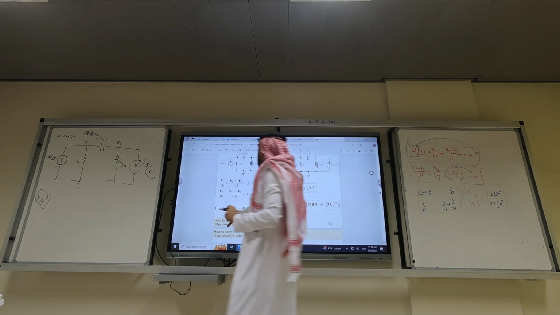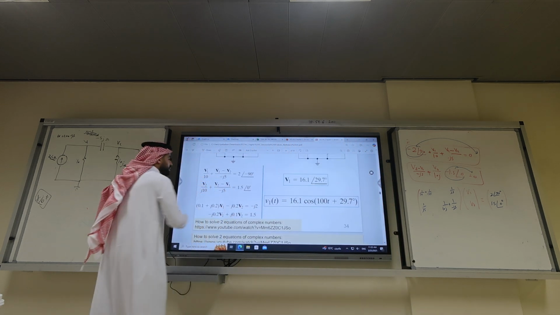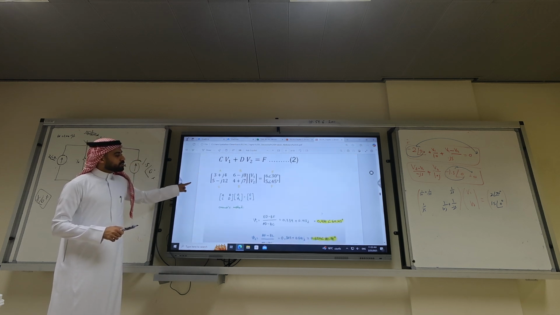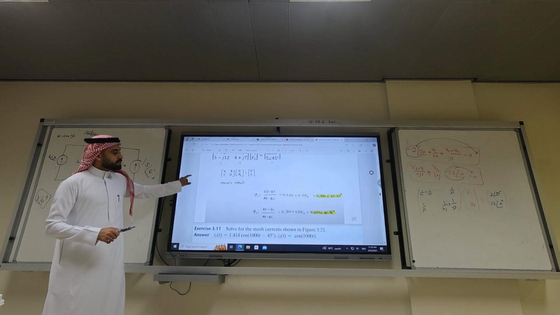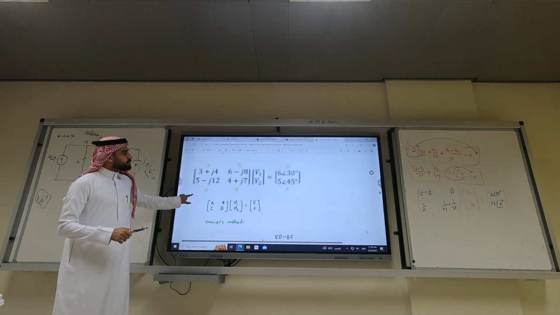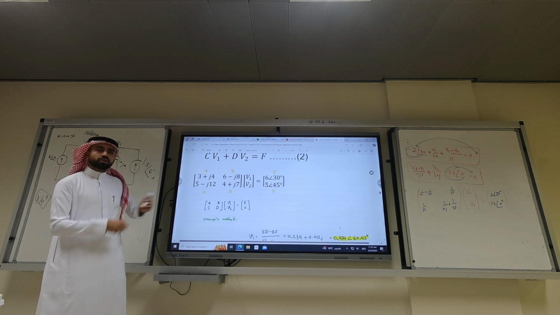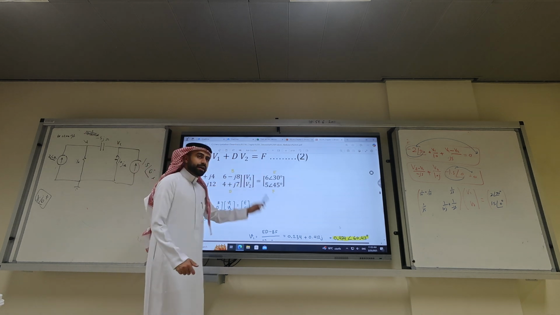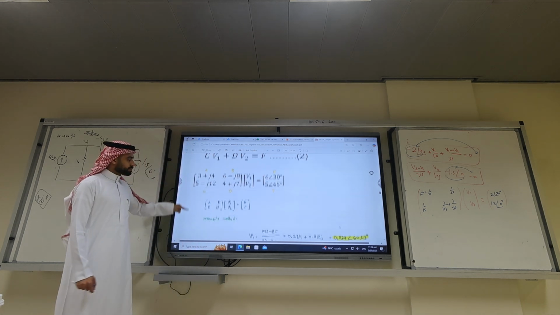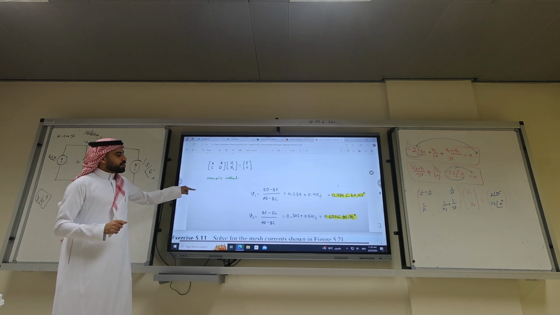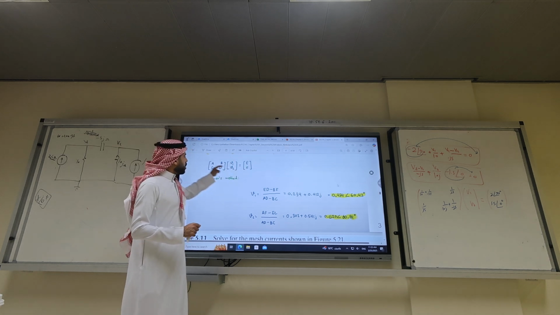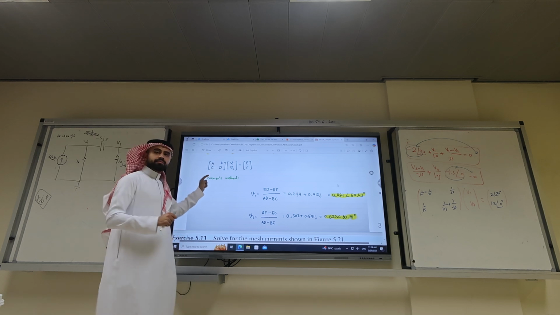Now, how to solve such systems of equations? Well, to do it, we have to use Cramer's method. Cramer's method tells you to name the components of your system as A, B, C, D, E, F. Then V1 is actually E times D minus B times F over AD minus BC.